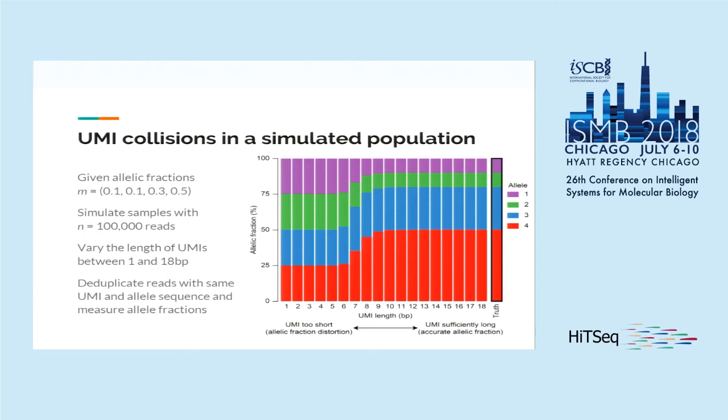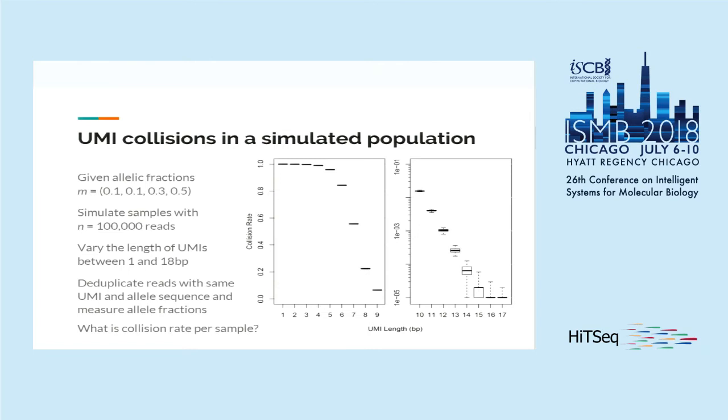And so we wanted to quantify this. How frequent are our UMI collisions? This is just a plot where on the y-axis is shown the collision rate in our sample, and on the x-axis is shown the UMI length. Here we can see that the collision rate drops drastically as you increase your UMI length. The surprising thing, looking at this plot, is that even if you look at something with like a 12 base pair UMI, which is pretty long, you still have about a 1 in 1,000 chance of having a UMI collision in your sample.